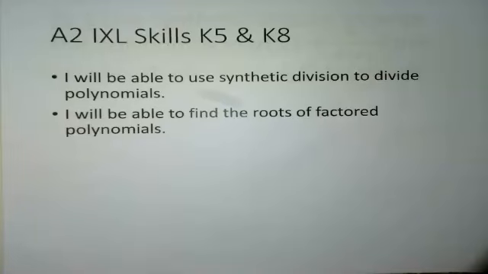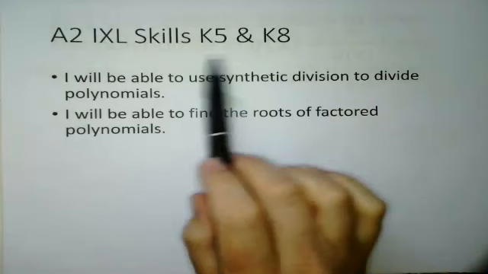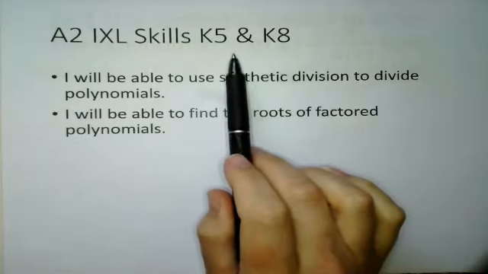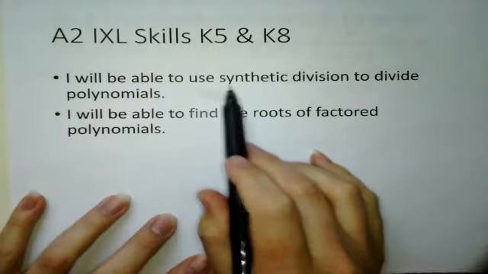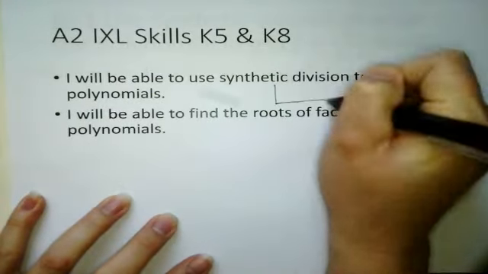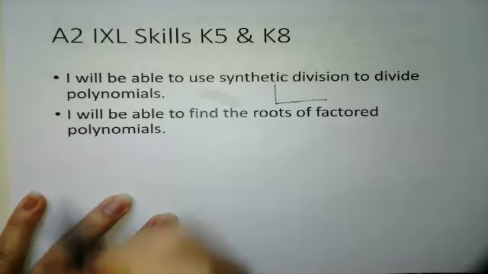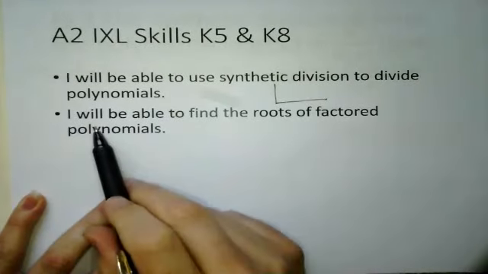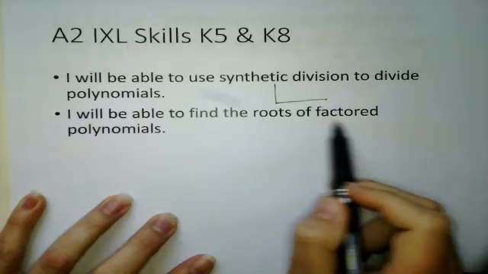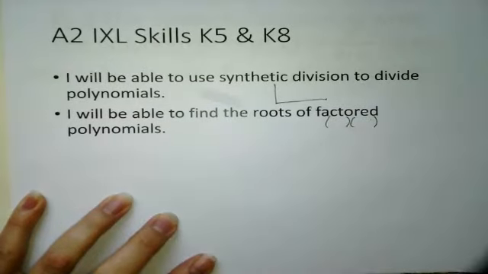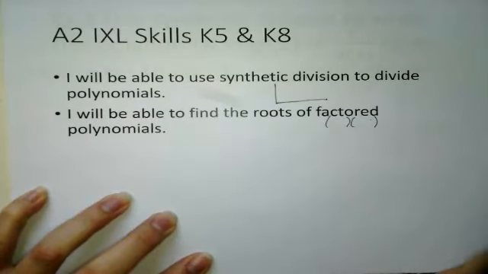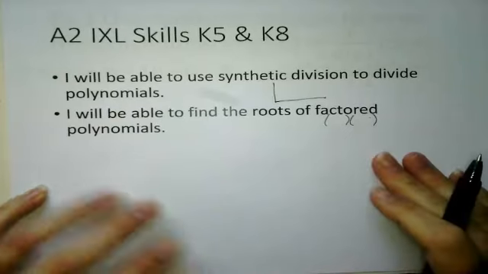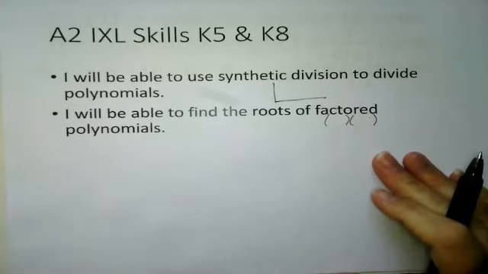All right, hello again. We are doing more stuff with polynomials here in this K unit. We're looking at K5 and K8, and we are going to use synthetic division, that little box thing that we've done before, to divide polynomials. And we also want to be able to find the roots of factored polynomials. So these are things that are already factored in bubble form, real easy. To find the roots really just means solve for x. So super easy here.